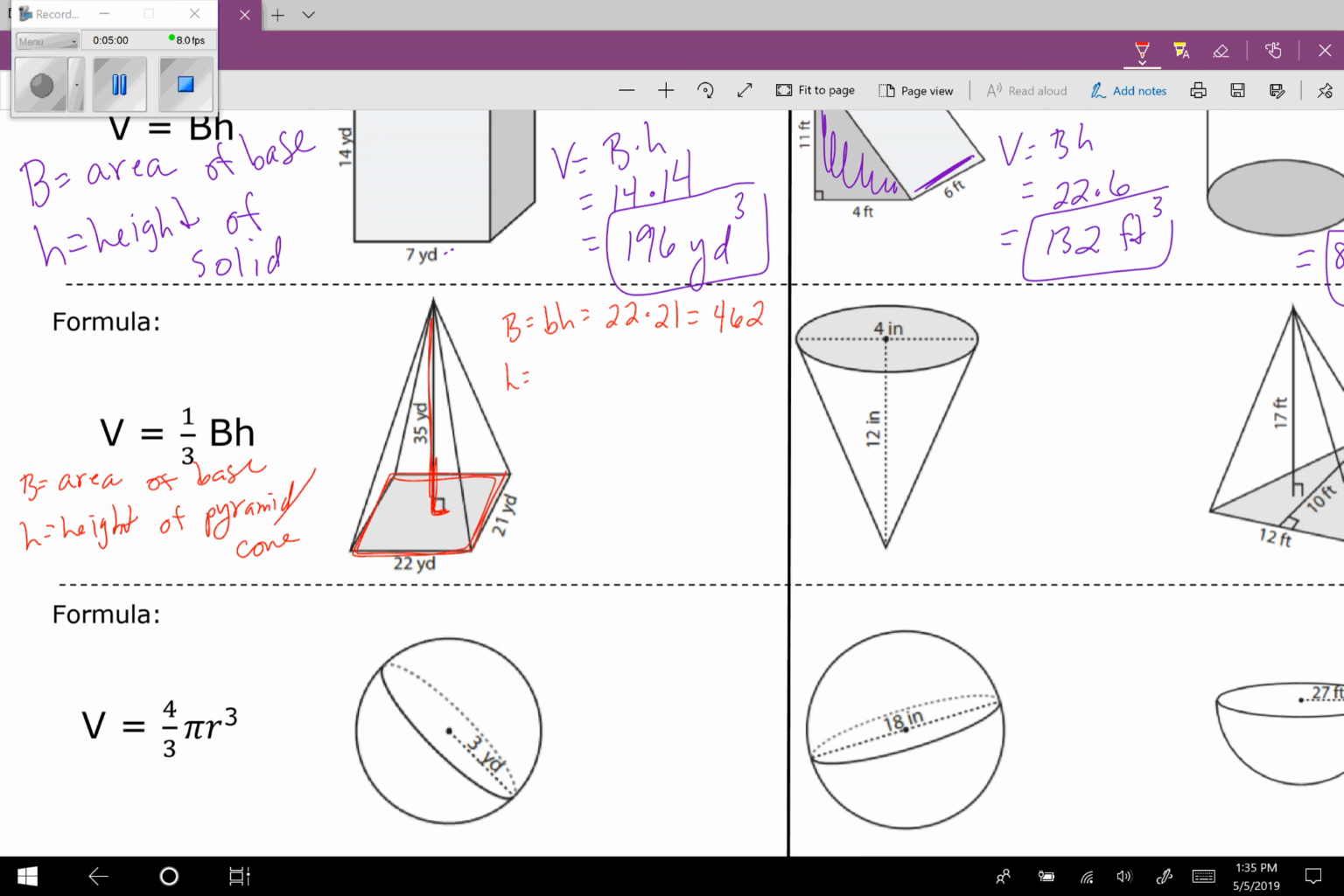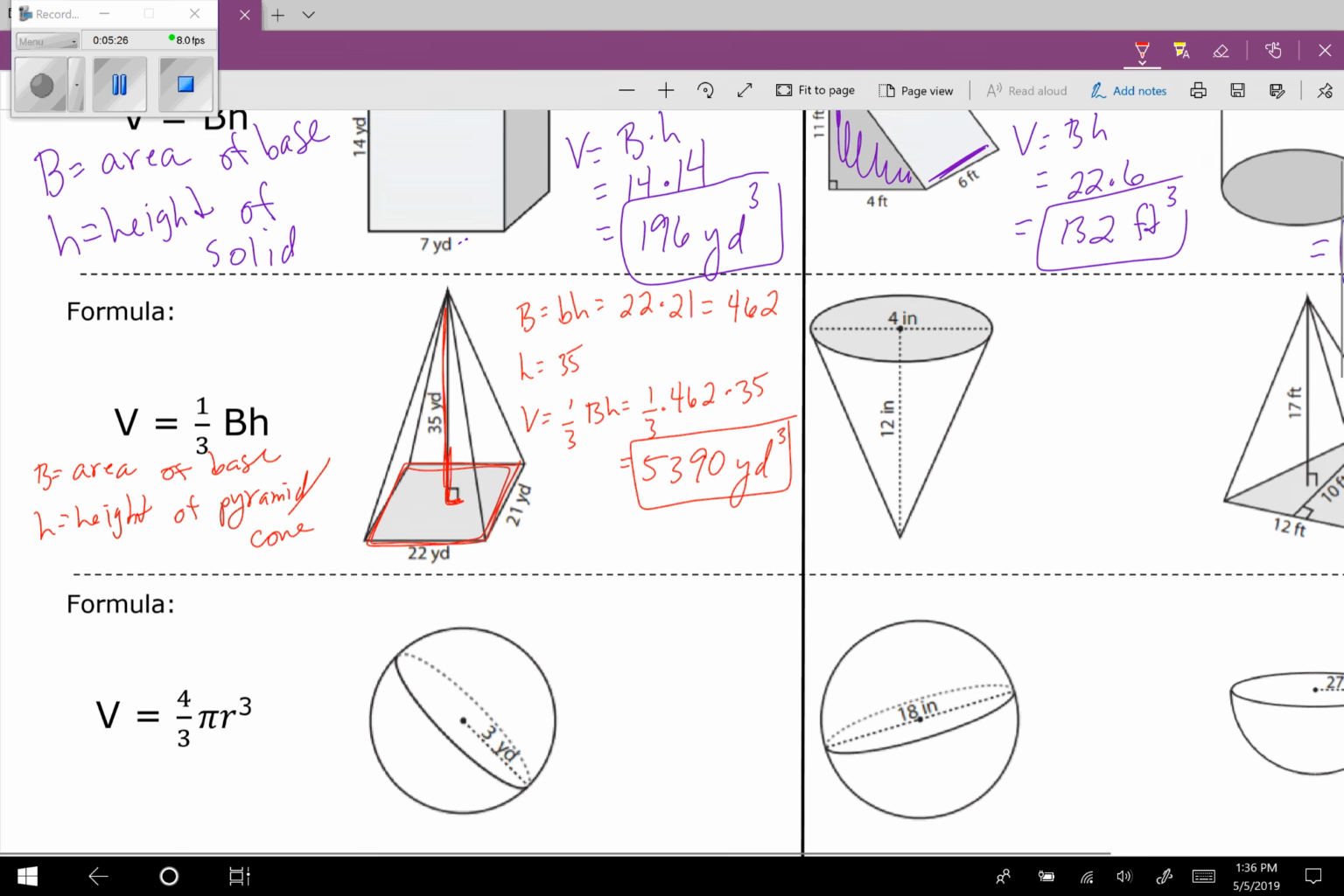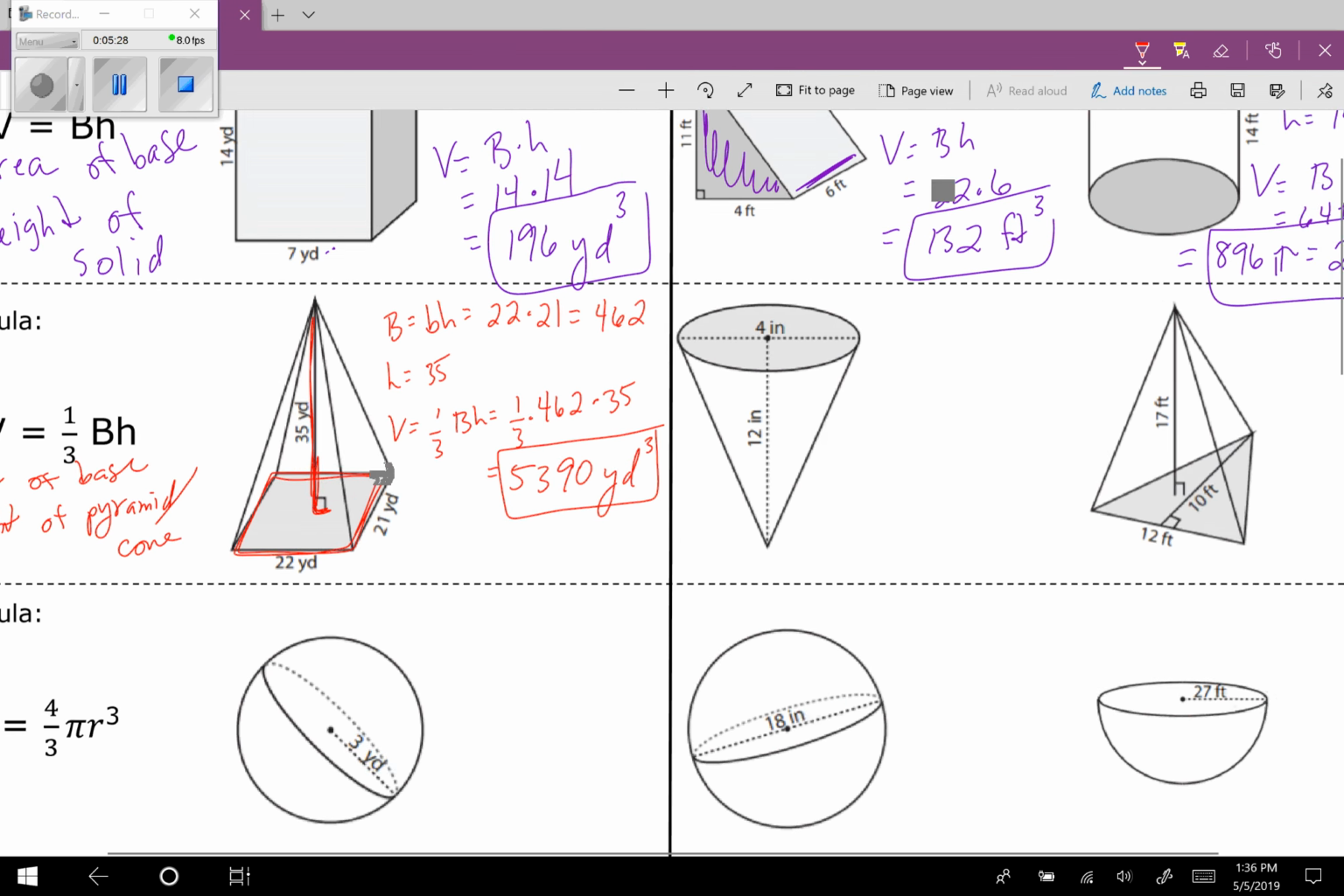Now we need the height of the actual pyramid. It's 35. So our volume is 1/3 area of the base times the height. So 1/3 times 462 times 35. And then when you type that all in the calculator, you get 5,390, and it's yards cubed. Because volume is finding out how many little cubes you can fit inside a shape.